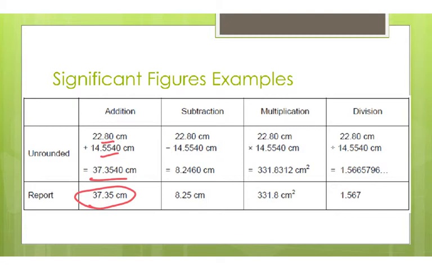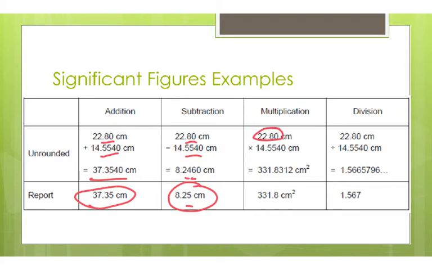Same thing as if we were subtracting. 2 decimal places, 4 decimal places. Since 2 is the lowest number, 2 decimal places is what we report to. Notice in the second example, the second decimal place was a 4. However, since the 6 was there, it's larger than 5, it would round the second decimal place up to a 5.